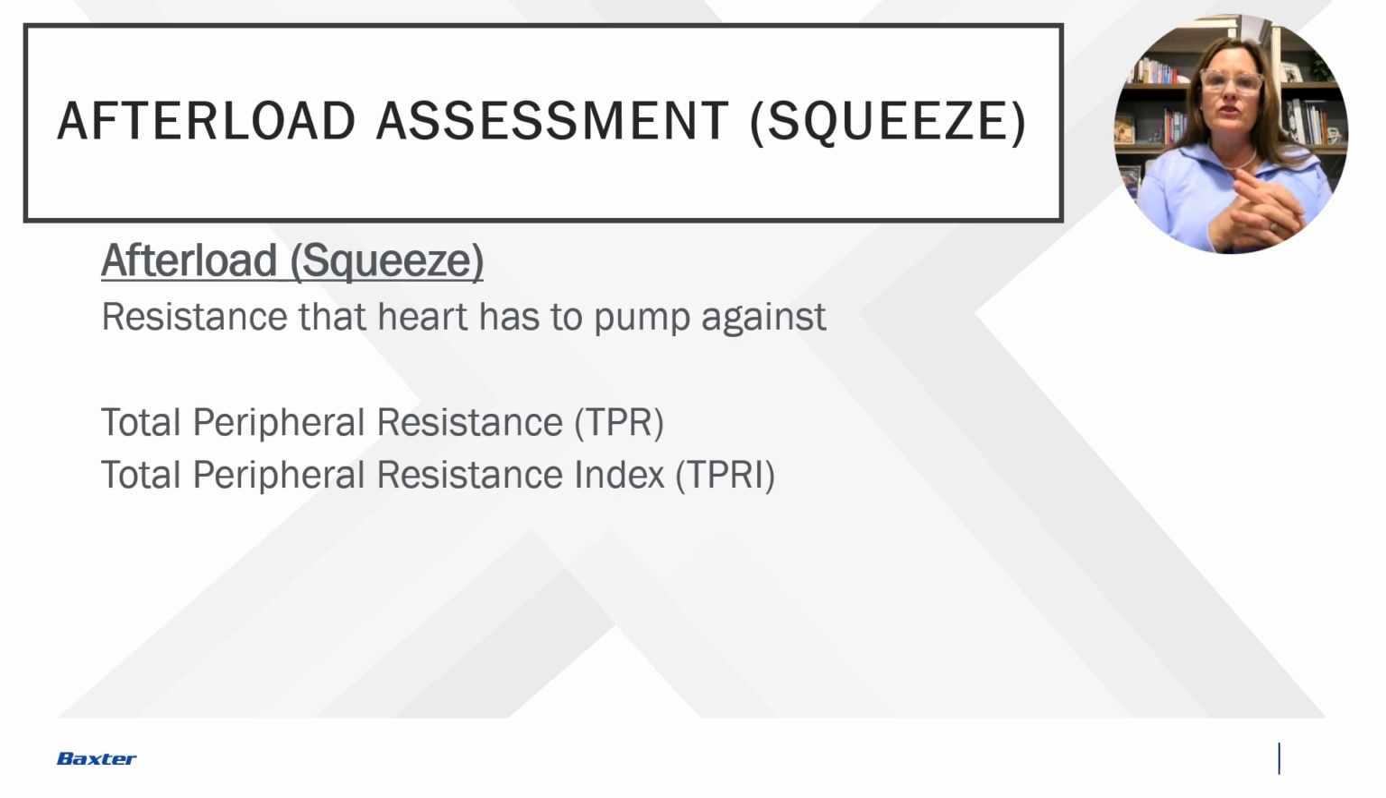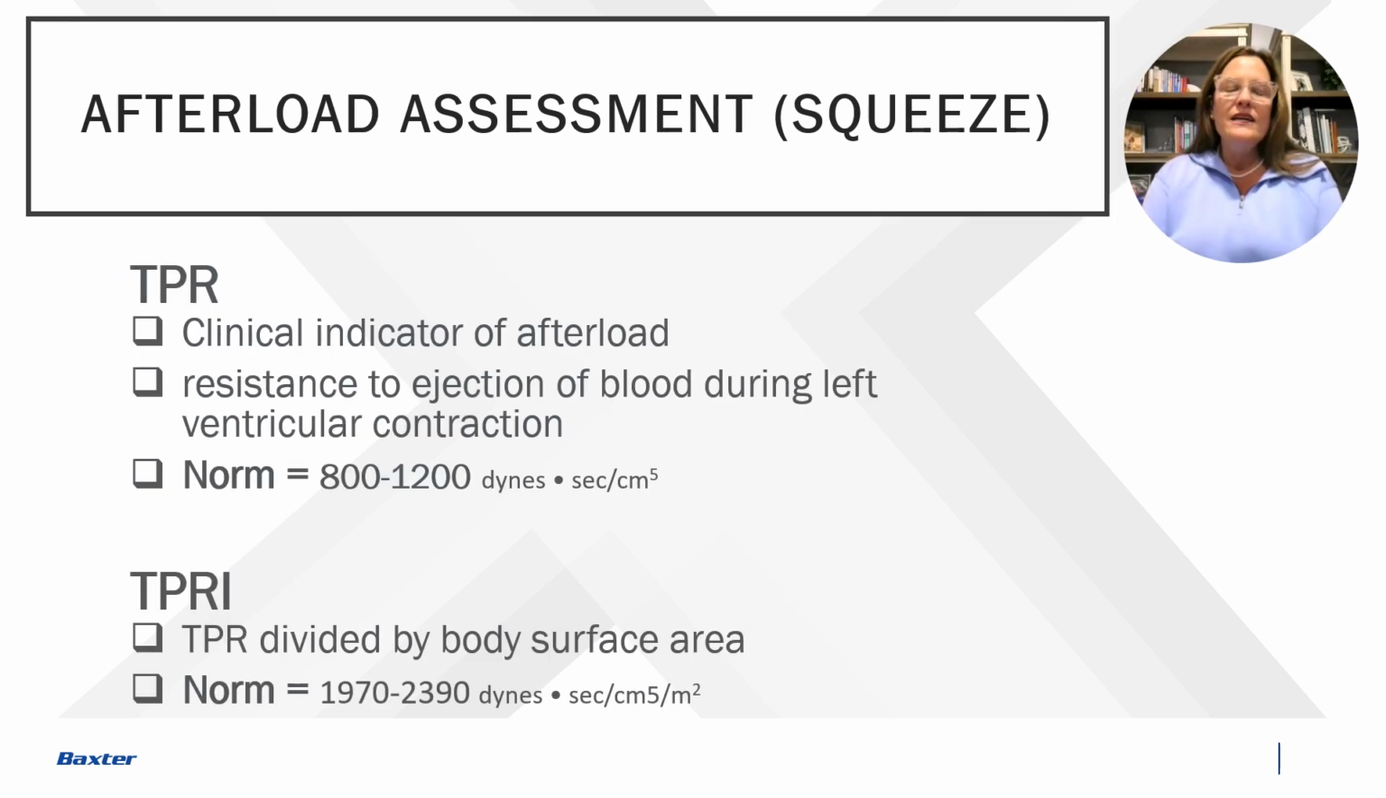Next, we have our afterload assessment. I call that the squeeze. Your afterload is more of the squeeze, right? When we think about the resistance that the heart has to pump against, we think about total peripheral resistance and total peripheral resistance index, TPR and TPRI. TPR is a clinical indicator of afterload. It's the resistance to the ejection of blood during left ventricular contraction.